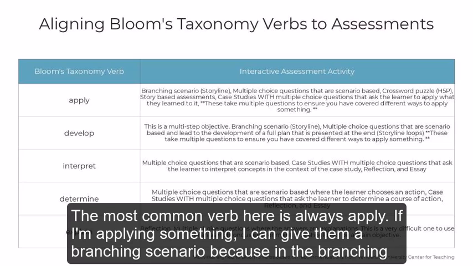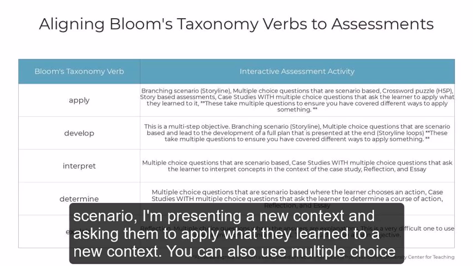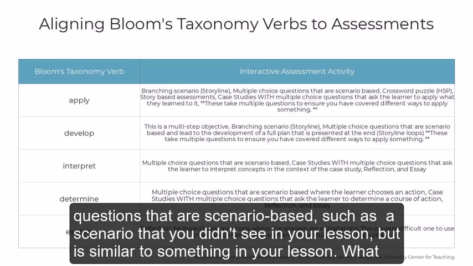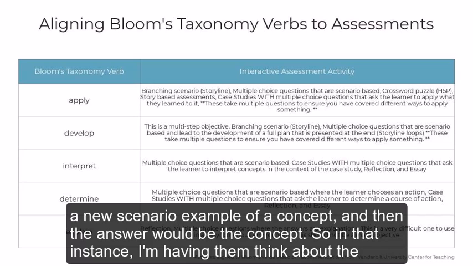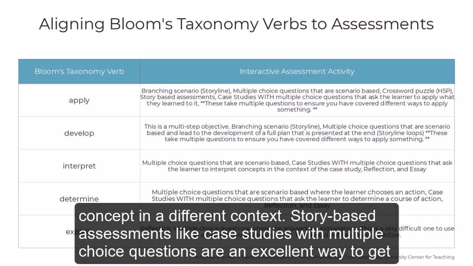The most common verb here is always apply. If I'm applying something, I can give them a branching scenario because in the branching scenario, I'm presenting a new context and asking them to apply what they learned to a new context. You can also use multiple choice questions that are scenario-based, such as a scenario that you didn't see in your lesson, but is similar to something in your lesson. What would you do? How would you apply this theory to this scenario? Crossword puzzles can actually be used to do this also. I can give them a new scenario example of a concept, and then the answer would be the concept. So in that instance, I'm having them think about the concept in a different context.